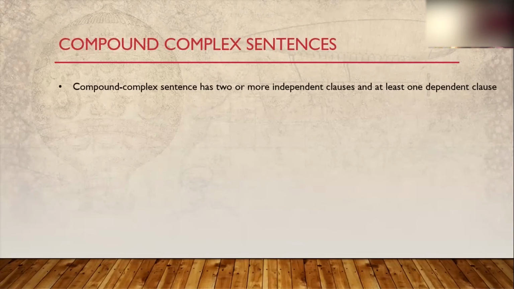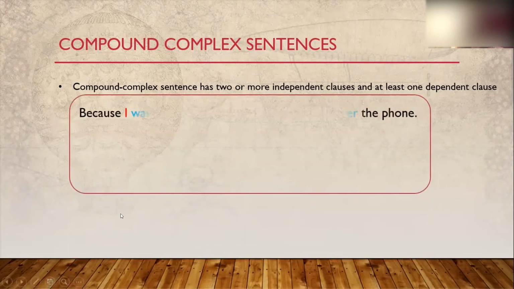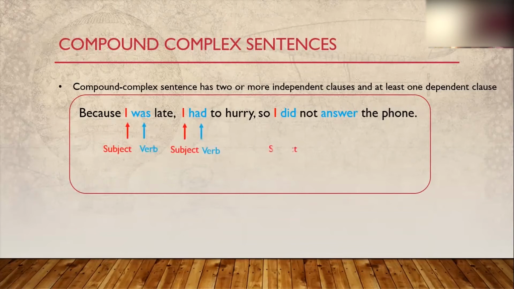Now taking a look at the last type of sentence structure known as compound-complex sentences. A compound-complex sentence has two or more independent clauses and at least one dependent clause. Now taking a look at the slide demo of it: because I was late, I had to hurry, so I did not answer the phone.